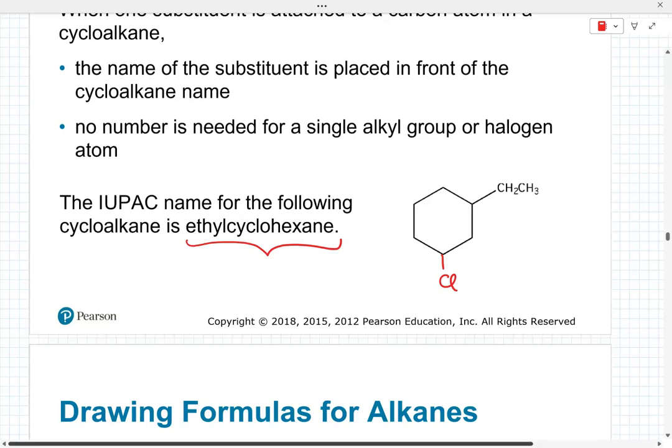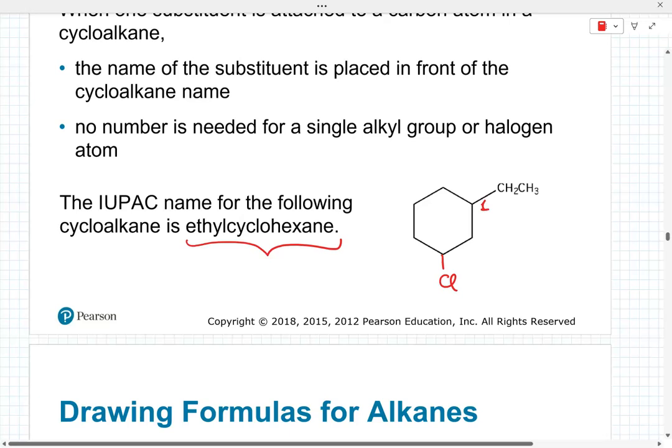Now, in terms of their position, carbons are not the same, so we can give them numbers. Where should we start numbering? We should start numbering at either, it doesn't matter, seriously, we'll get back to this, chlorine or methyl. Let's say we start at methyl.